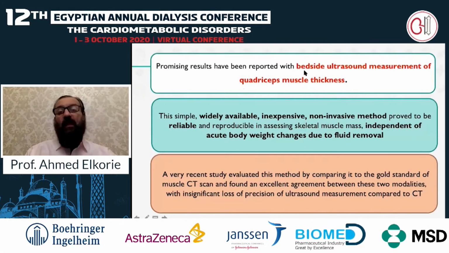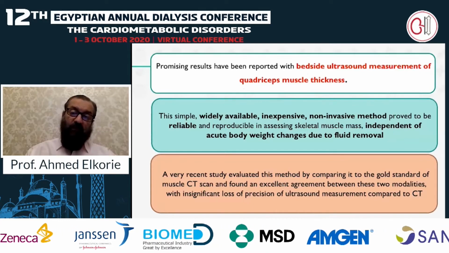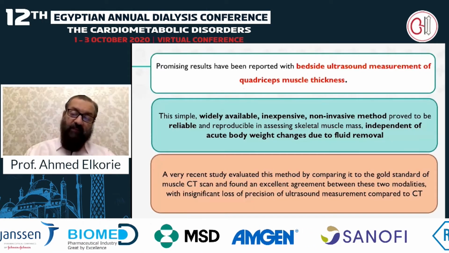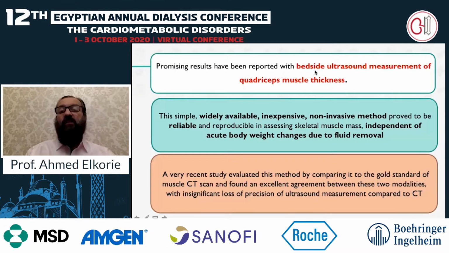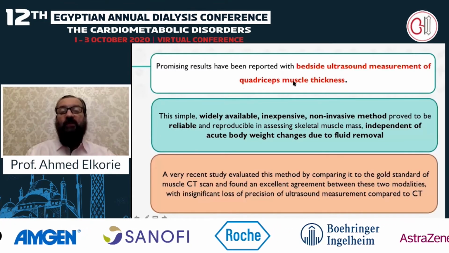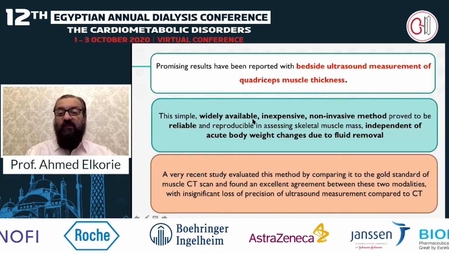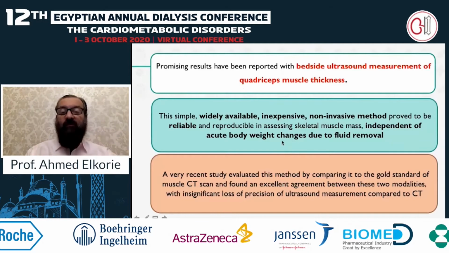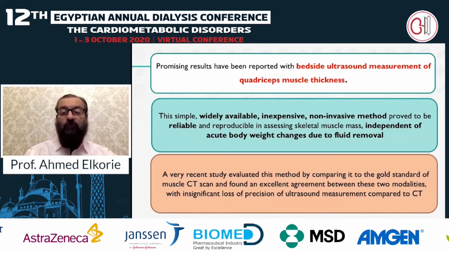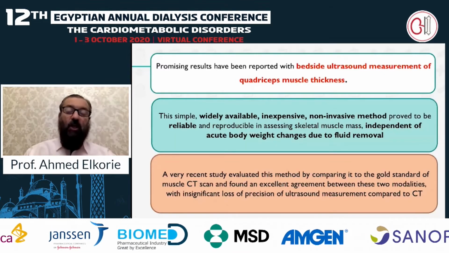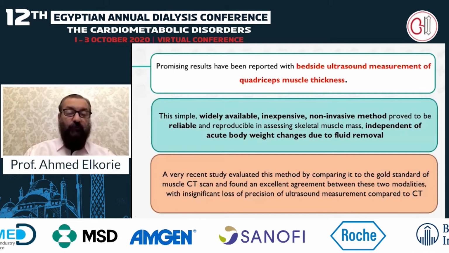There is a new tool that looks more promising, less invasive, and easily done, which is just bedside ultrasound measurement of the quadriceps muscle thickness. It is widely available, inexpensive, non-invasive, and independent of acute body weight changes due to fluid shifts, whether the patient gains fluid due to anuria or loses fluid due to ultrafiltration on dialysis and so on.